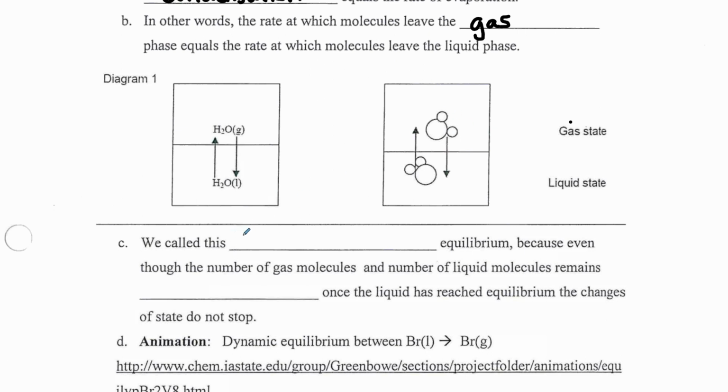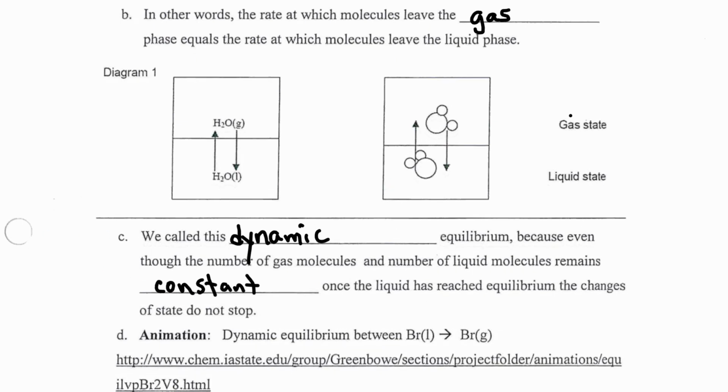So we talked a little bit about this in grade 11. This is called dynamic equilibrium, because even though the number of gas molecules and the number of liquid molecules remains constant, once the liquid has reached equilibrium, the changes of state do not stop. So there's no change in the amount of gas and liquid, but they're still continually cycling through this process. The processes of evaporation and condensation are occurring.